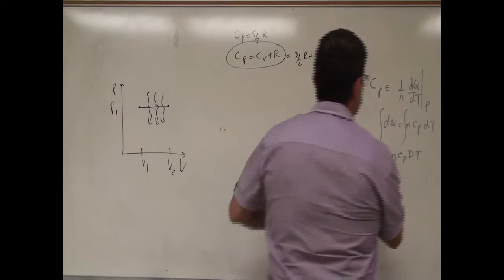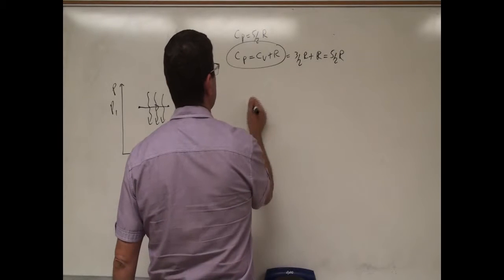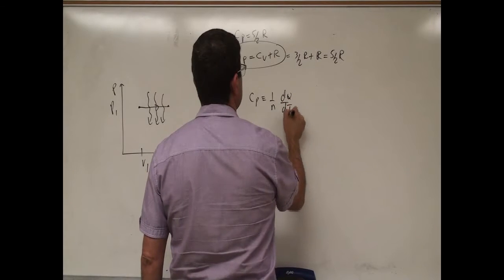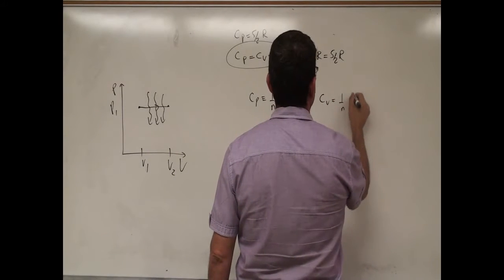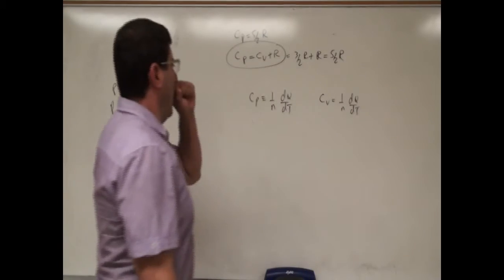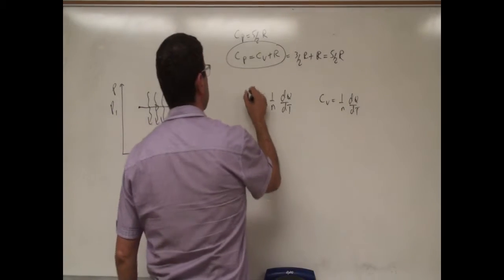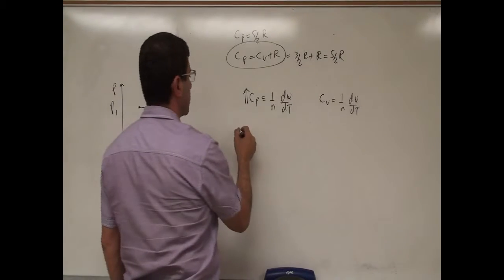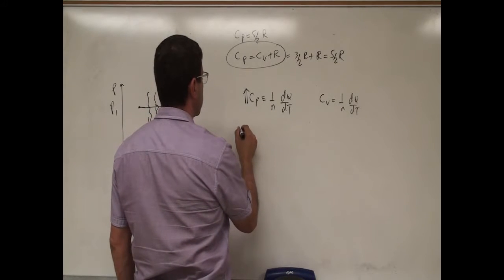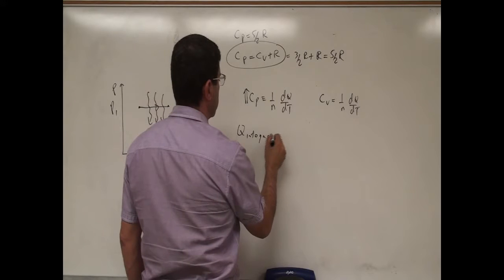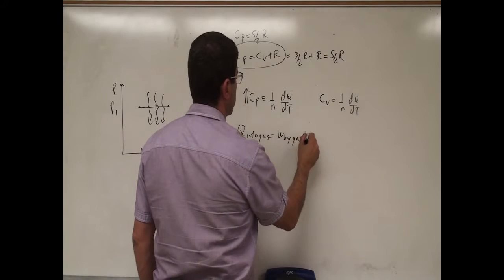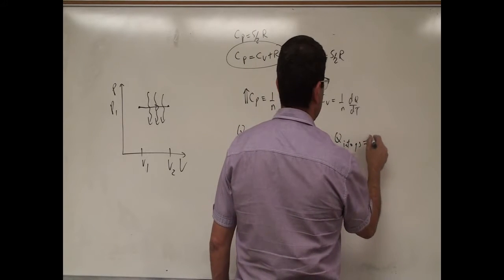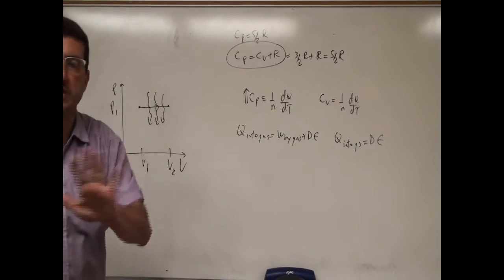Let's try to understand why that is the case. Okay, so remember how Cp was defined. Cp was defined as 1 over n dQ/dT at constant pressure, right? Cv was defined as 1 over n dQ/dT at constant volume. And then we're seeing that Cp is larger than Cv. Why is that? Well, because in the case of constant pressure, we have here the Q into gas equals work done by the gas plus change in internal energy of the gas. In constant volume, we have Q into gas is equal to change in internal energy of the gas. For constant volume, the gas does no work.